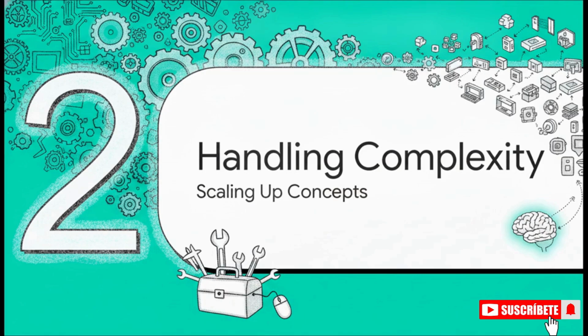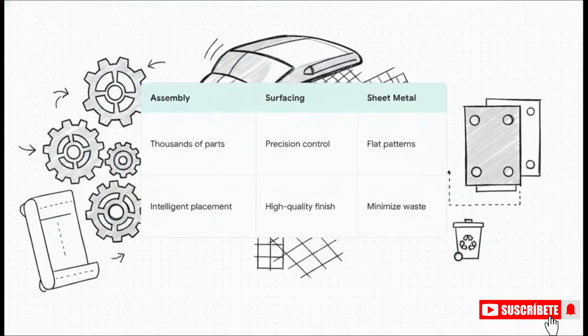Section 2. Handling design complexity, scaling up your concepts. Now, what's really interesting about this slide is how Creo clusters these distinct physical design domains to optimize performance as your product scales. Take advanced assembly, for instance. When you're dealing with thousands of components, standard CAD tools will usually just freeze up and melt your CPU. But Creo uses simplified representations to keep things fast and responsive.